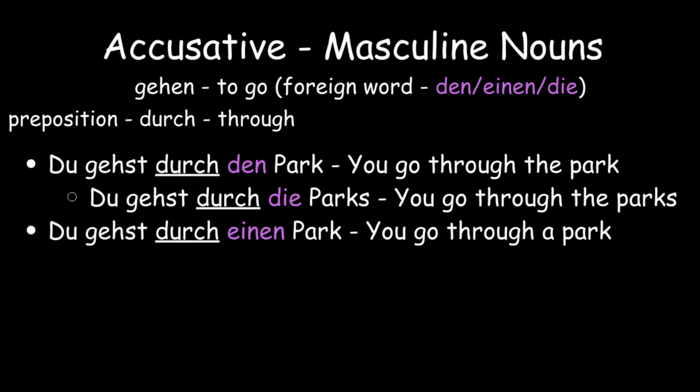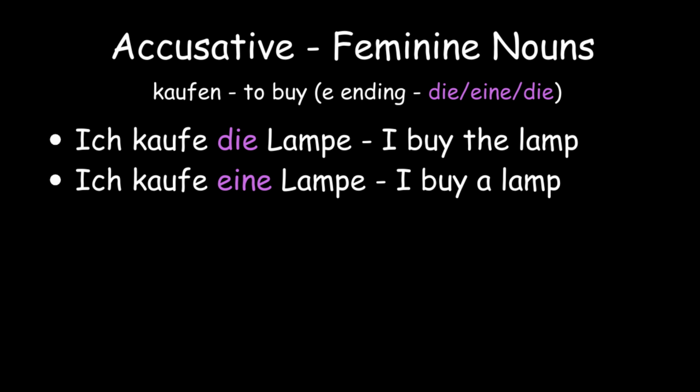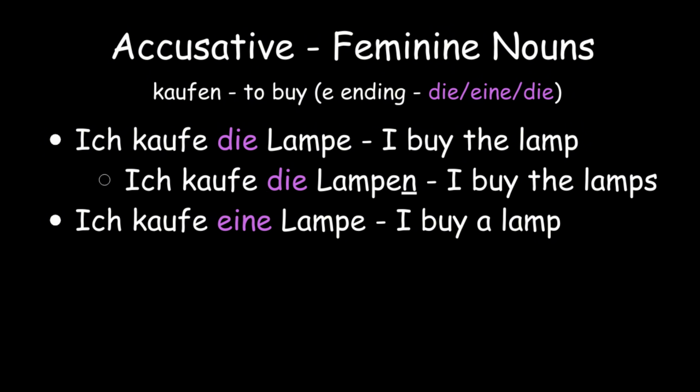Let's continue with feminine nouns. Here we have the verb kaufen. Ich kaufe die Lampe. Ich kaufe eine Lampe. To pluralize it, the definite article die will be the same. So to tell the difference, pluralize the noun. Ich kaufe die Lampen. It's accusative because of the direct object.